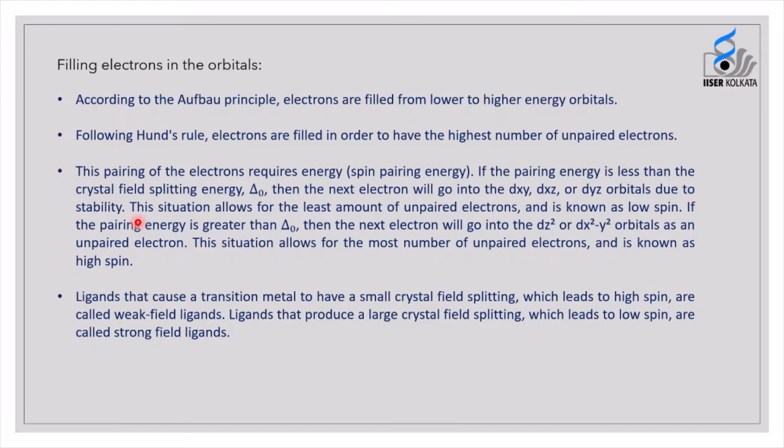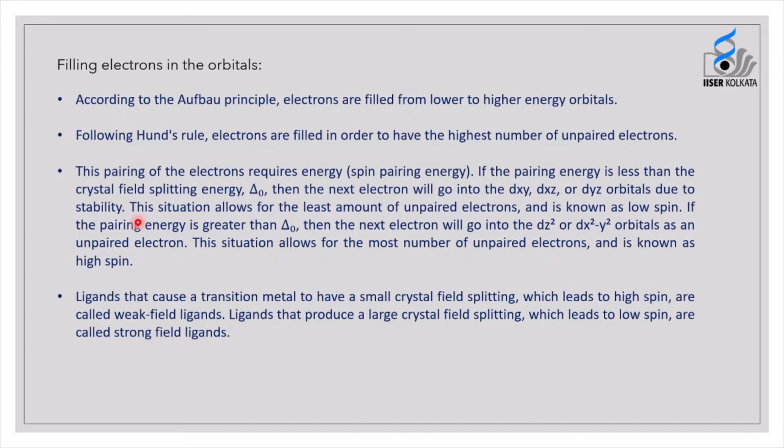So when the electron goes into that orbital, the electron will not be alone anymore, and the new electron will come into that orbital, so it will be paired. So in this case, we will have the least unpaired electrons, and this is known as low spin, because as soon as the other electron comes into the orbital, the spin momenta cancel each other, as they are in different spins. So that's why it is low spin.